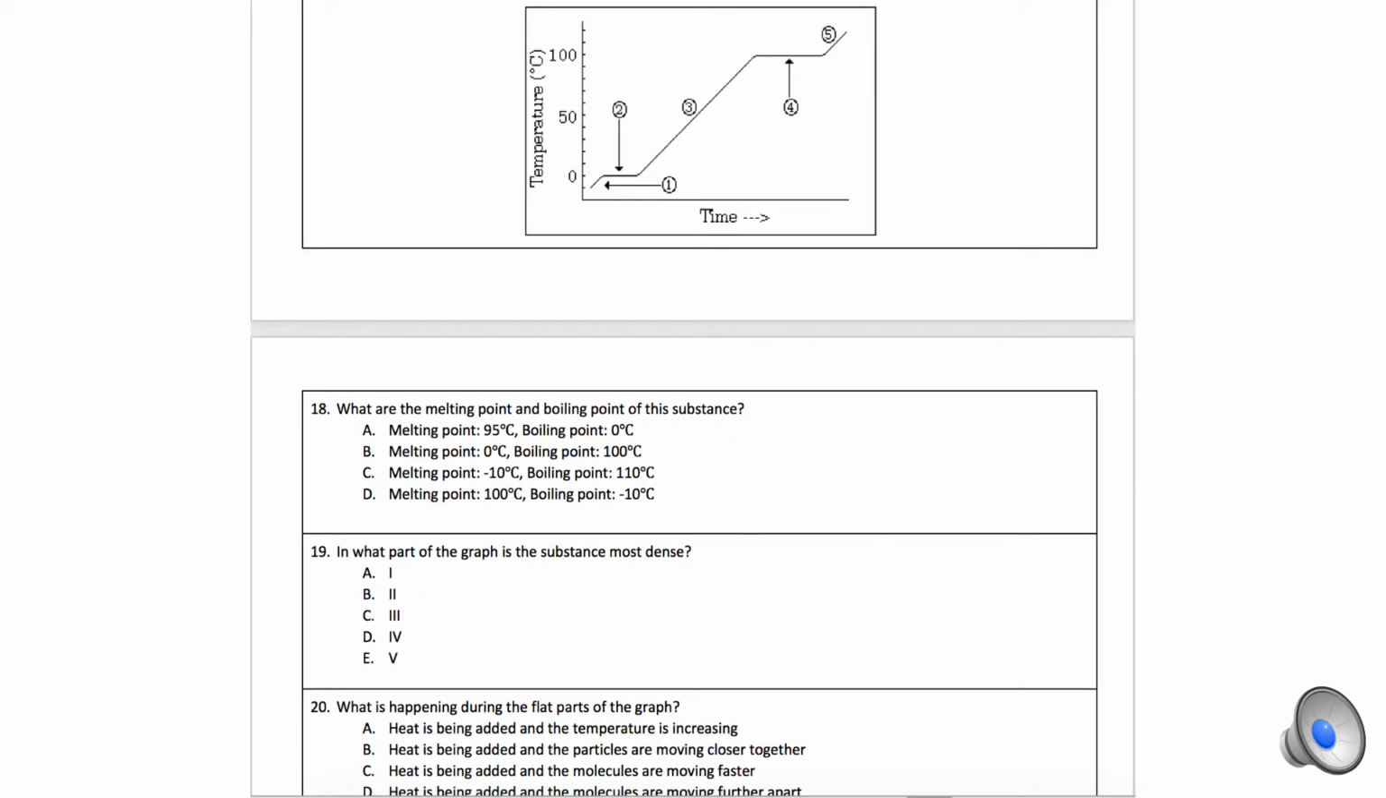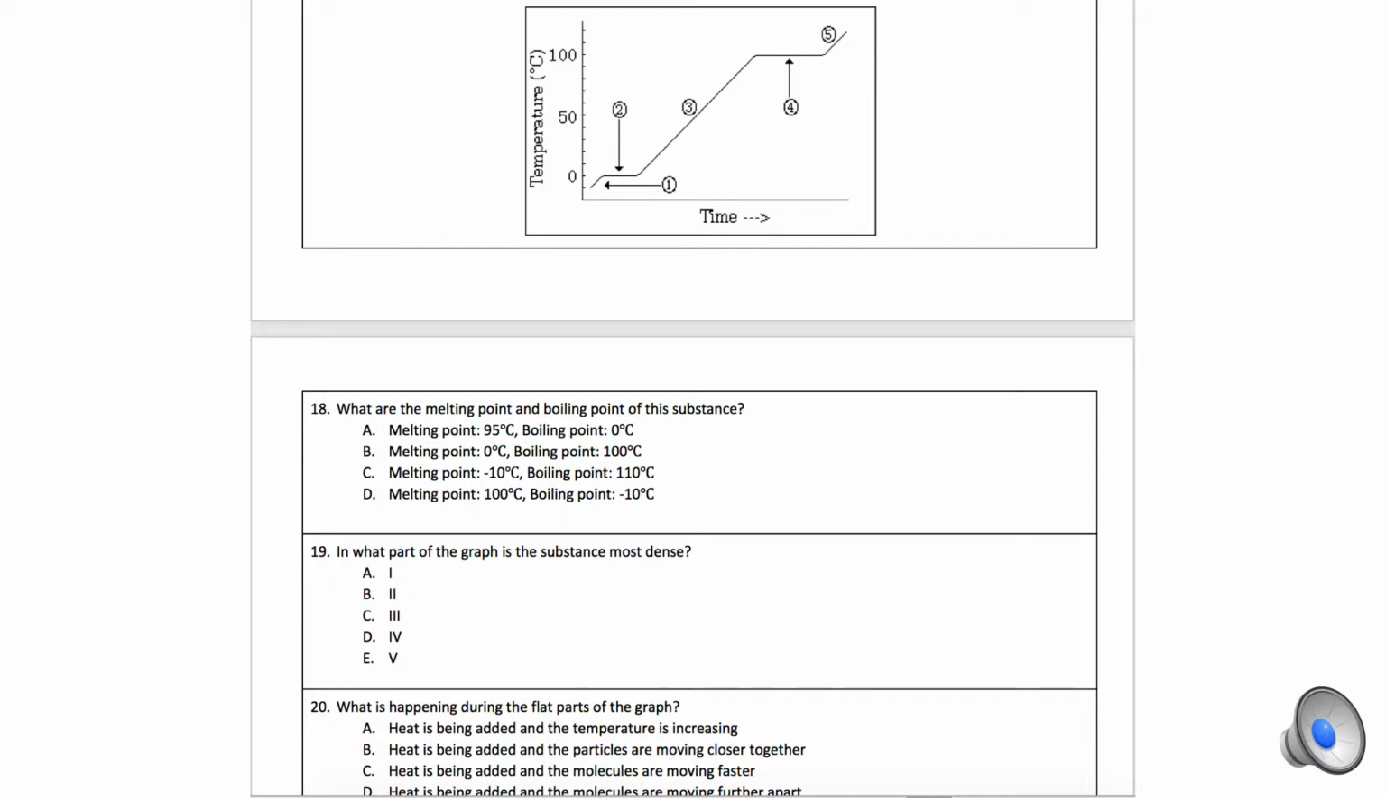Use the heating curve to answer the 3 questions below. What are the melting point and boiling point of this substance? A, melting point 95 degrees Celsius, boiling point 0 degrees Celsius. B, melting point 0 degrees Celsius, boiling point 100 degrees Celsius. C, melting point negative 10 degrees Celsius, boiling point 110 degrees Celsius. Or D, melting point 100 degrees Celsius, boiling point negative 10 degrees Celsius.